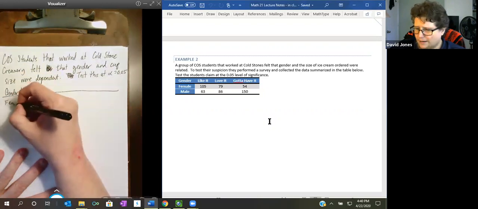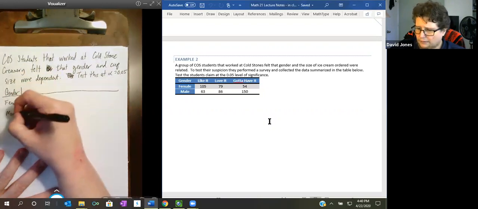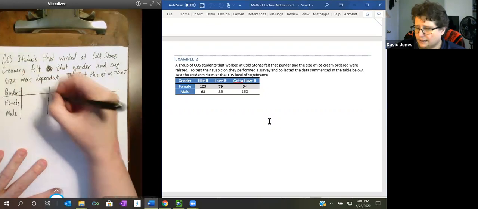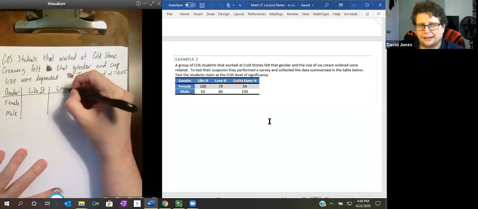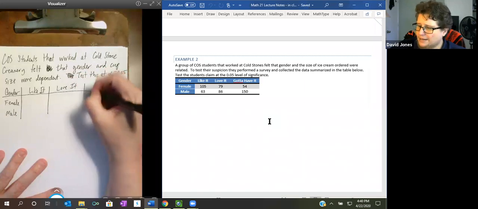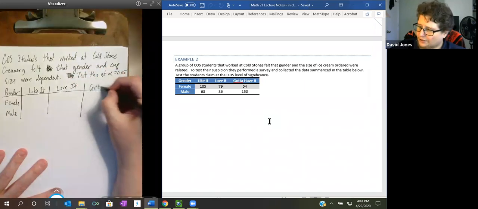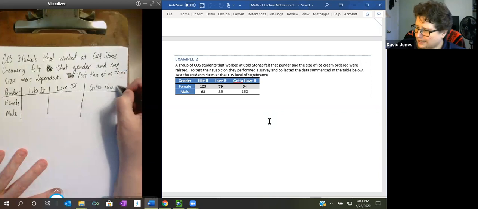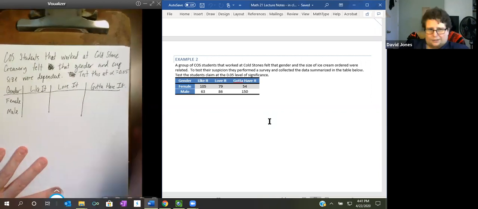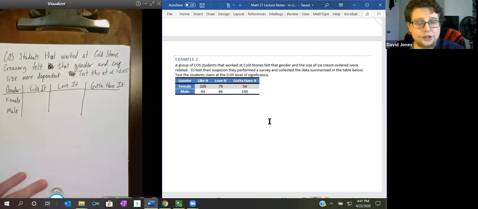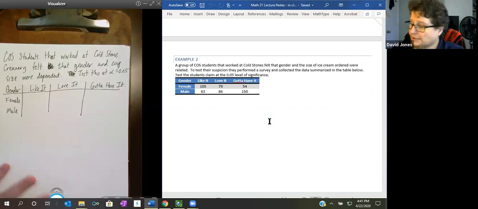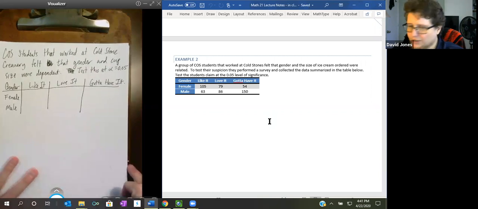We have female, male. Like it, that's the small. Love it, that's a medium. Gotta have it is a large. Everyone's gotta name something different. Starbucks gives 3 different ways of saying large: tall, grande, and venti. Well, no, venti's 20, but the other ones are variations of large.